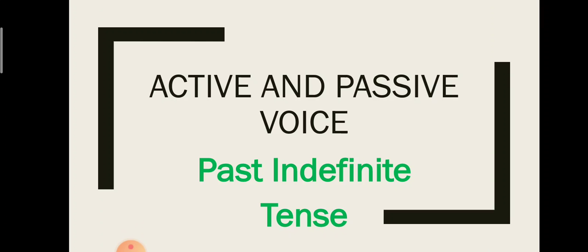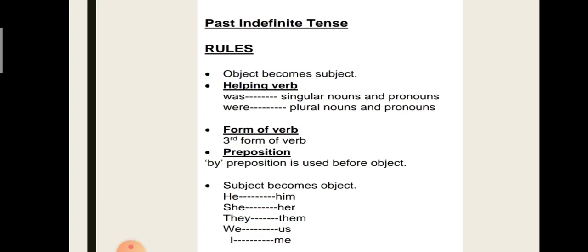Today we'll do active and passive voice of past indefinite tense. Recently we have done past indefinite tense. So, what is the English identification of past indefinite tense? Do you remember that? We use the second form of verb in past indefinite tense. Here are the rules to change past indefinite tense into passive voice.